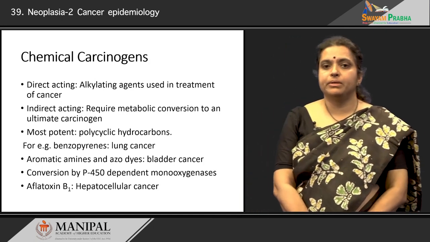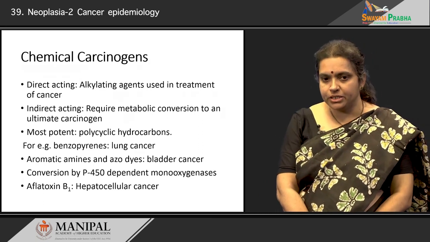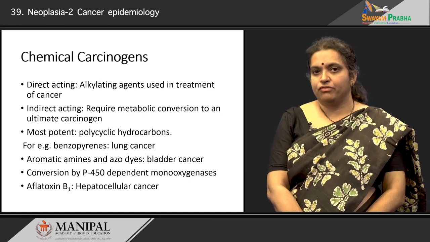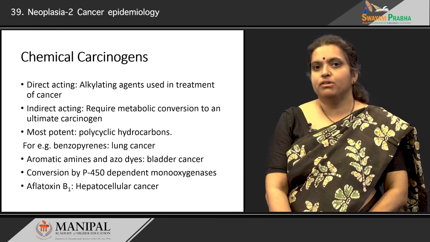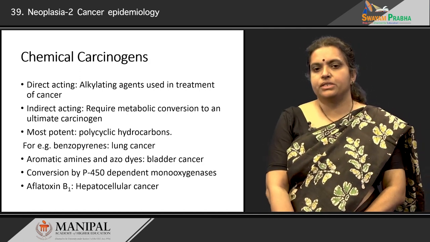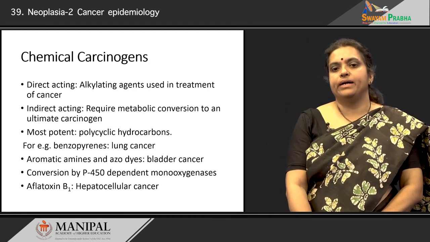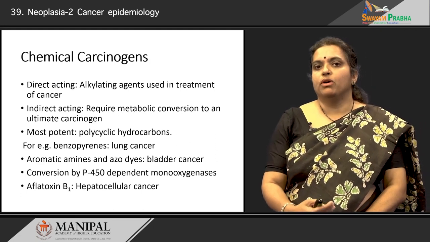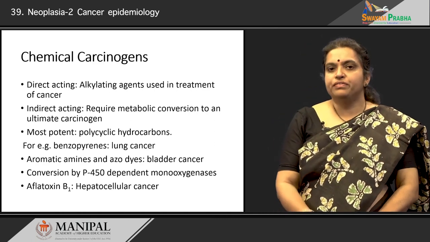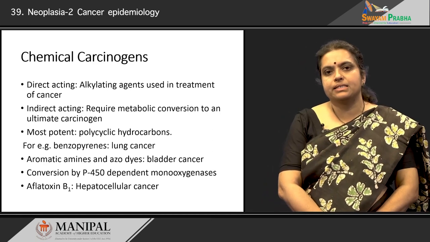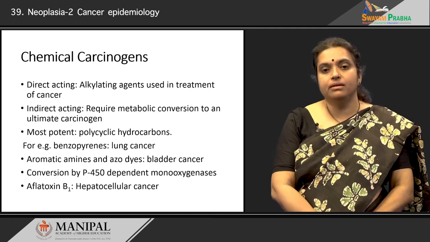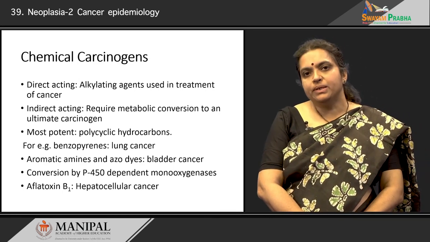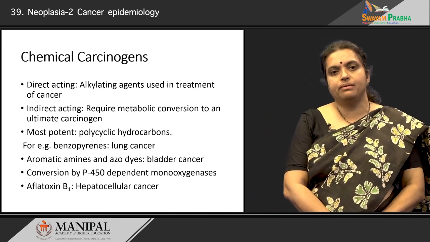Now, all these indirect acting chemical carcinogens have to be converted into an active agent by a P450 dependent monooxygenase. Some individuals have a more efficient way of converting these carcinogens, whereas certain others do not. So, that is a genetically acquired trait. The P450 dependent monooxygenase is a genetically acquired trait. According to what kind of conversion you are capable of, different individuals have different rates of developing these cancers, although they are exposed uniformly to the same chemical carcinogen. In other words, the development of cancers is limited by the genetic ability to convert these carcinogenic agents by the P450 dependent monooxygenase.